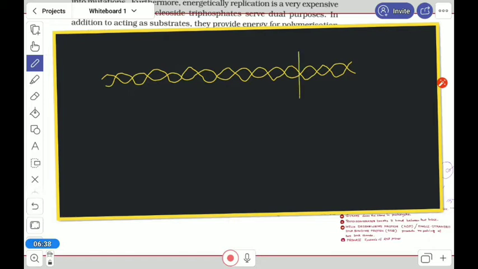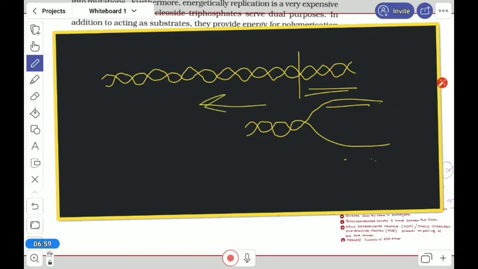So it has to open. How will it open? The whole part will not open. Suppose it opens in these areas: from here to here it will open at first, and the other side remains the same.